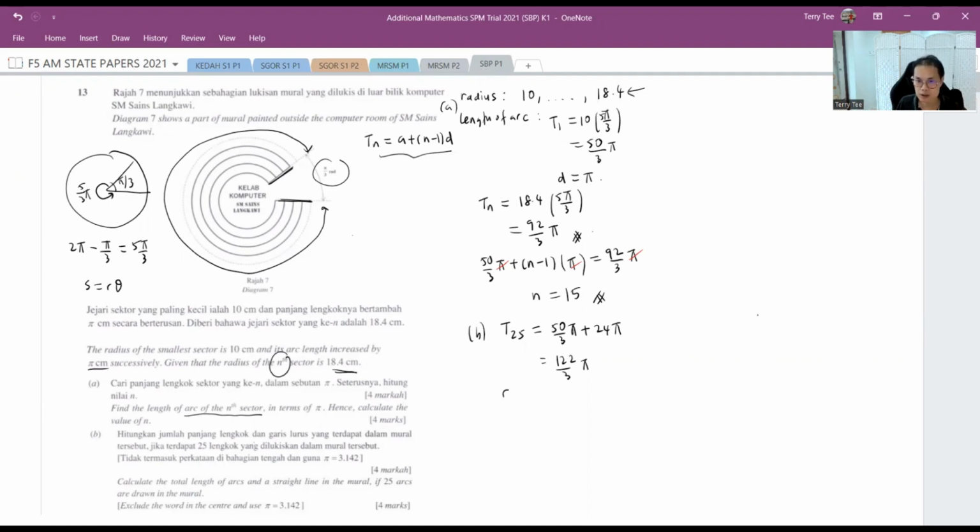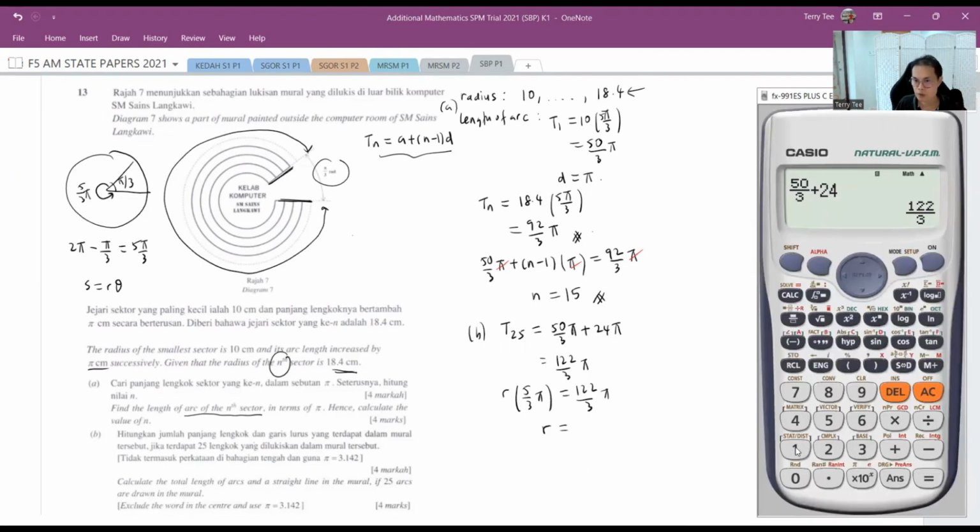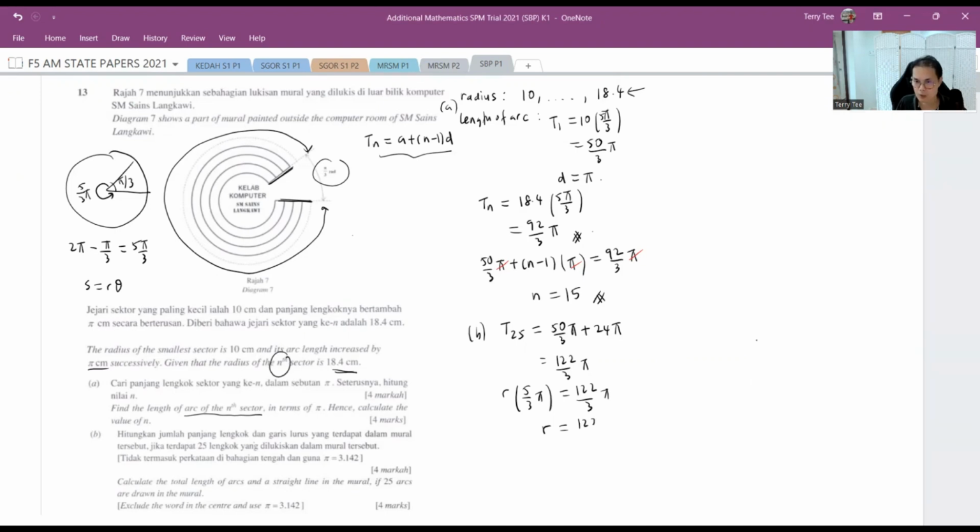Radius is unknown. Theta is 5 over 3. So I'm going to put a 5 over 3 pi here equals 122 over 3 pi. I find my radius by taking 122 divided by 5. I can simplify that, or you can change it to the decimal 24.4. I'll just write 122 over 5.